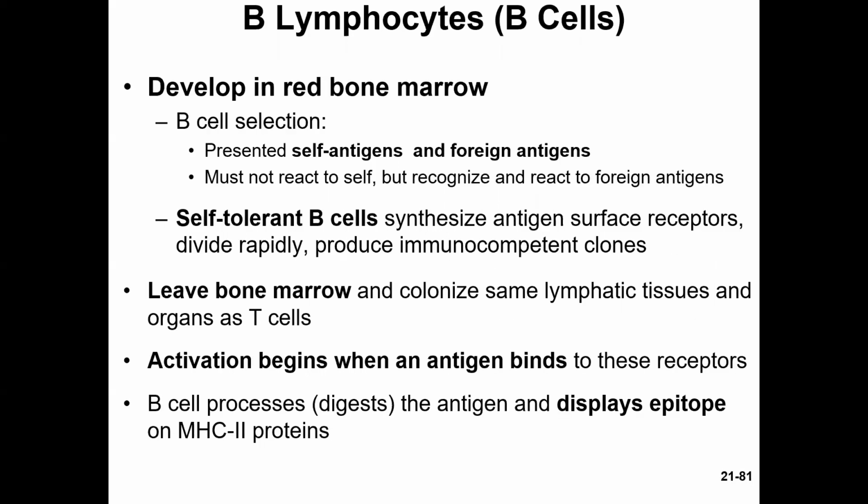The B lymphocytes, or B cells, develop in the red bone marrow. In B cell selection, they are presented self-antigens and foreign antigens. A B cell must not react to the self, but must recognize and react to foreign antigens. Self-tolerant B cells synthesize antigen surface receptors. They divide rapidly and produce immunocompetent clones. They leave the bone marrow and colonize the same lymphatic tissues and organs as T cells. Activation begins when an antigen binds to these receptors. The B cell processes or digests the antigen and displays an epitope on MHC II proteins.